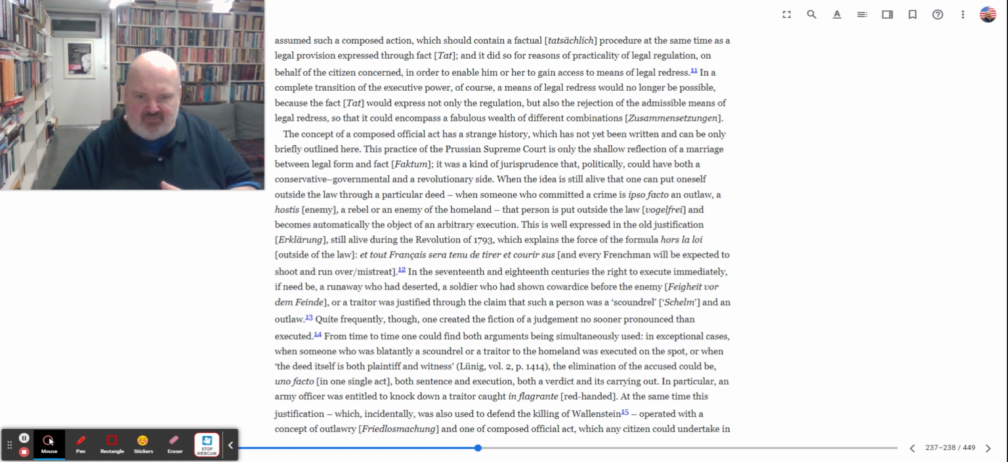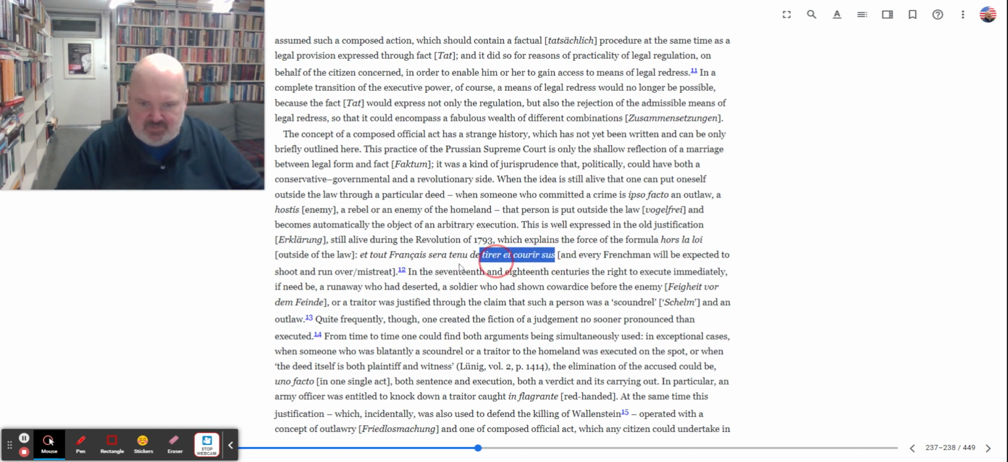When the idea is still alive that one can put oneself outside the law through a particular deed, when someone who committed a crime is post facto an outlaw, a hostis, an enemy, a rebel, or an enemy of the homeland, that person is put outside the law and becomes automatically the object of arbitrary execution. This is well expressed in the old jurisdiction, still alive in the Revolution of 1793, which explains the force of the formula hors de loi, outside the law. And every Frenchman is expected to shoot and run over and mistreat.